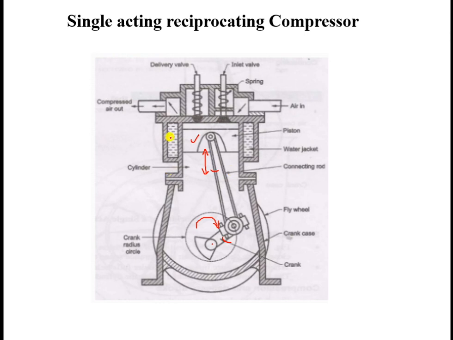What are the other parts? This part shows the water inside it, that is, the cooling jackets. Whenever the piston reciprocates inside the cylinder, some amount of heat is generated. So to cool down the cylinder of this compressor, the water in these water jackets is circulated with the help of a certain system, so that the cylinder can be cooled.